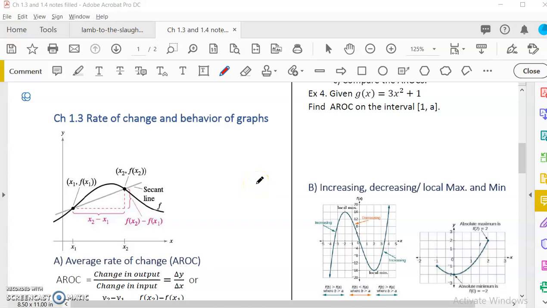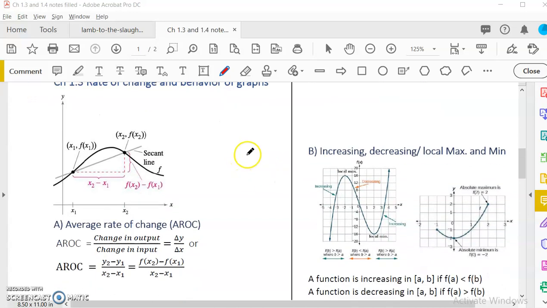Hello, Precalculus students. This video is for Precalculus Chapter 1.3. So we are looking at the behavior of graphs, and particularly rate of change and how it affects the graph.